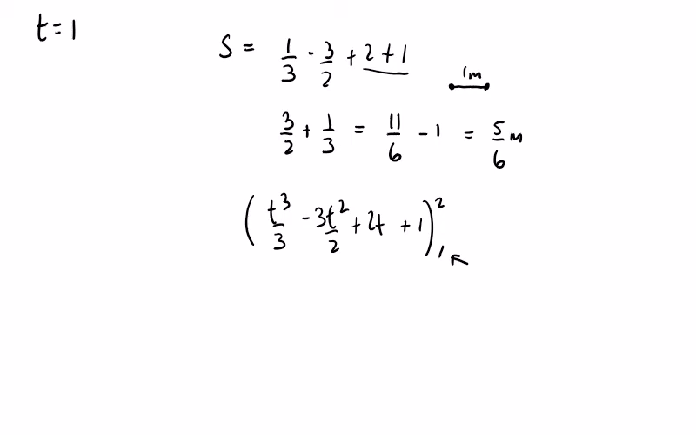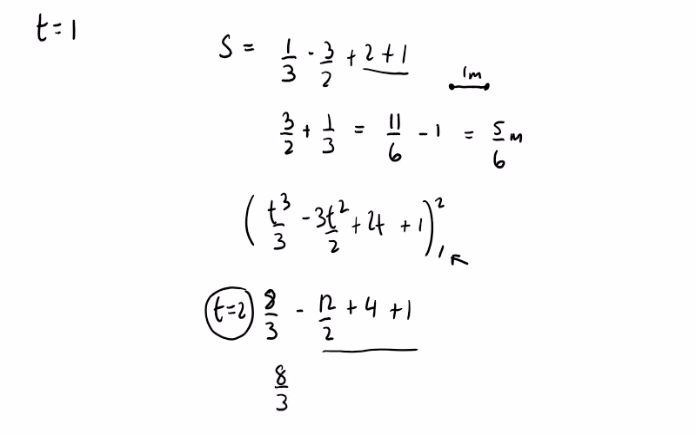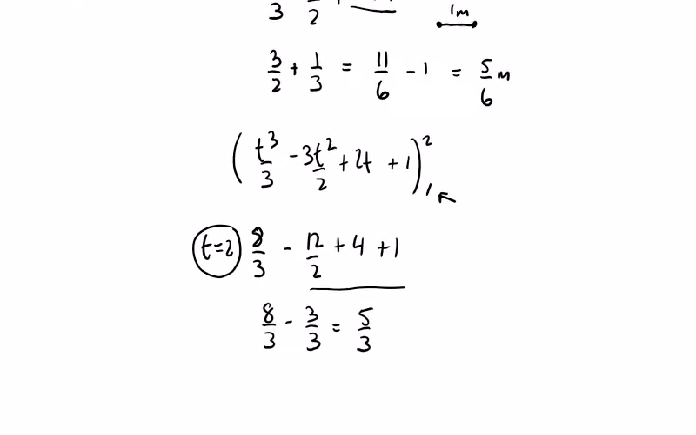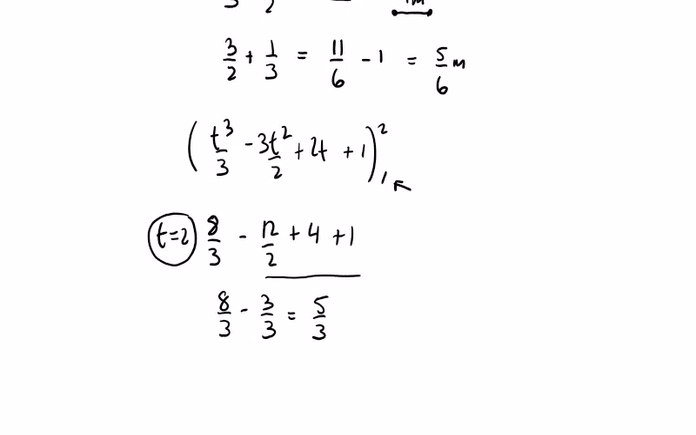If we put 2 in, we're going to get 2 cubed, 8 over 3 minus 3 times 4 over 2, plus 2 times 2 is 4, plus 1, so this is 8 over 3 minus 3 over 3, which is equal to 5 over 3. Then we would need to take away the 11 over 6, so this is 10 over 6 minus 11 over 6, and in absolute value that's going to be 1 over 6 meters in that second interval. So these two added together is going to give me 1 meter.